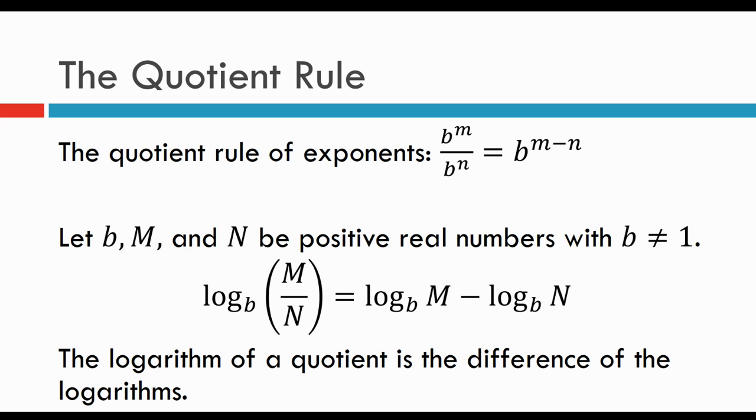It says let b, m, and n be positive real numbers where b does not equal 1. Log base b of m divided by n is going to equal log base b of m minus log base b of n. So notice that the top term here is the first term, just like here, m was first when we were subtracting. Same thing, notice that the base b is common throughout our subtraction. The number that we end with in our denominator is the second term. Okay, so the logarithm of a quotient is the difference of the logarithms.